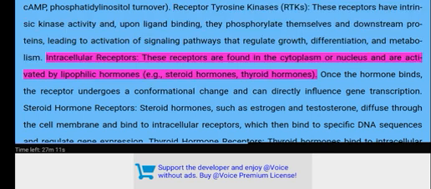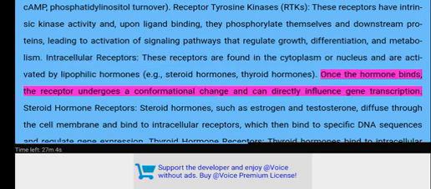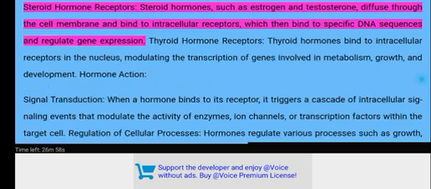Intracellular receptors. These receptors are found in the cytoplasm or nucleus and are activated by lipophilic hormones, e.g., steroid hormones, thyroid hormones. Once the hormone binds, the receptor undergoes a conformational change and can directly influence gene transcription. Steroid hormone receptors. Steroid hormones, such as estrogen and testosterone, diffuse through the cell membrane and bind to intracellular receptors, which then bind to specific DNA sequences and regulate gene expression.